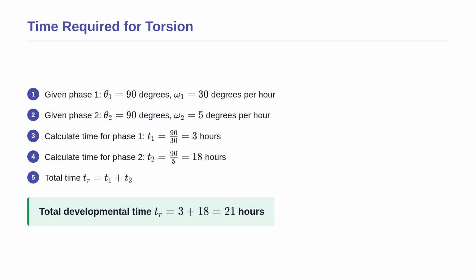First, we divide the 90 degrees by 30 degrees per hour, giving us 3 hours for the rapid phase. Next, we divide the remaining 90 degrees by 5 degrees per hour, giving us 18 hours for the slow phase. Adding these together, the final answer is 21 hours. This means the vulnerable larva spends nearly a full day transforming.